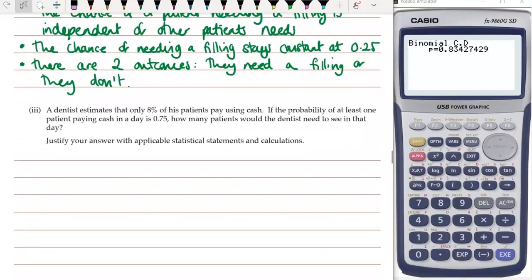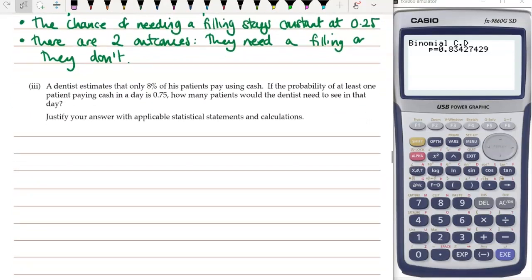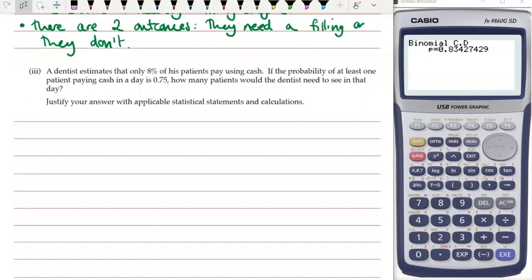Okay, a dentist estimates that only 8% of his patients pay using cash. If the probability of at least one patient paying in cash in a day is 0.75, how many would the dentist need to see in that day? So this is an inverse binomial question to be able to work out the value of n. So we know that x is following a binomial distribution with n being the number of patients and 0.08 is the chance of success, the chance that they pay by cash.